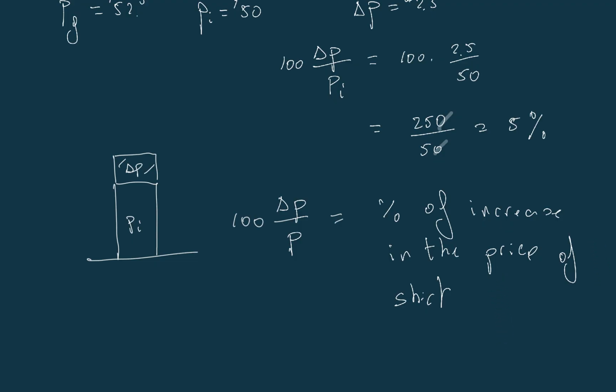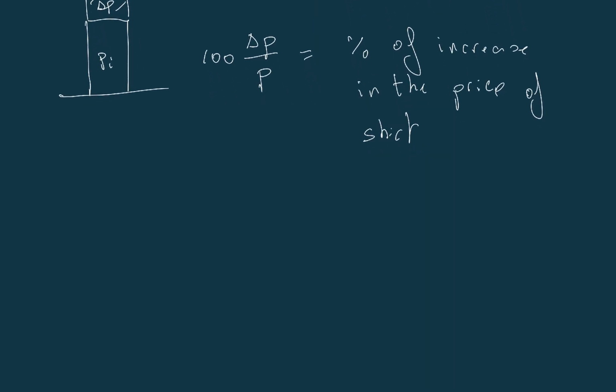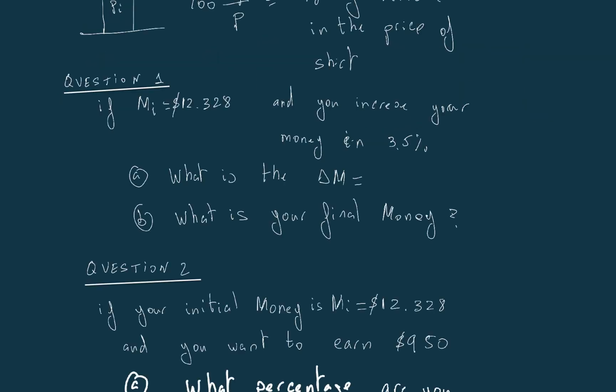Now, you can practice these two ideas by doing the following two exercises that I'm going to write. The first question is, imagine that your initial money is $2,328, and you want to increase your money by 3.5%. So you want to have 3.5% more than your initial money. What is the change in your money in US dollars? How many dollars represent this 3.5%? And what is your final money? The money that you will have after earning 3.5%.